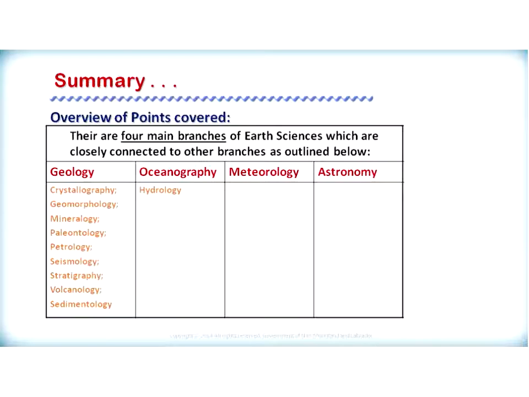Sub-branches of Earth science that fall under geology and closely connected to geology would be crystallography, geomorphology, mineralogy, paleontology, petrology, seismology, stratigraphy, volcanology, and sedimentology. Another branch of Earth science closely related to water systems, and these refer to freshwater systems, is hydrology.